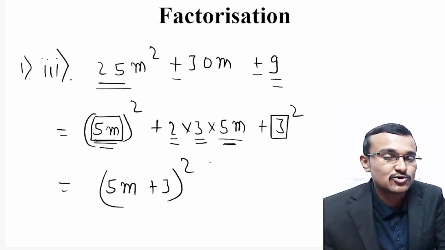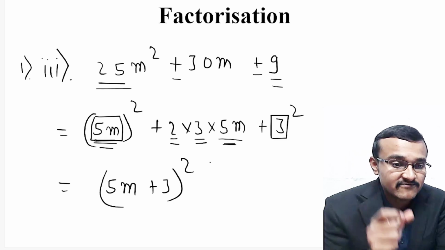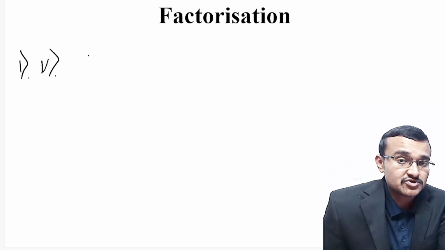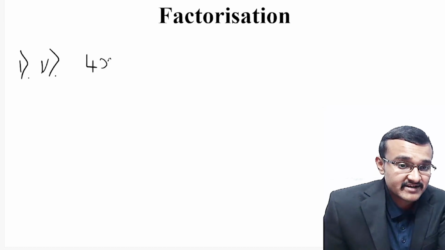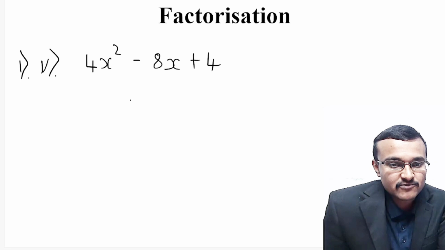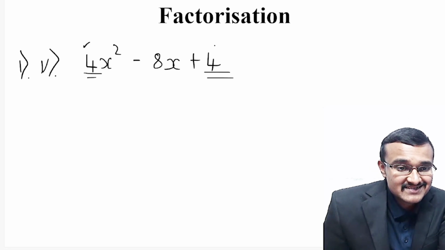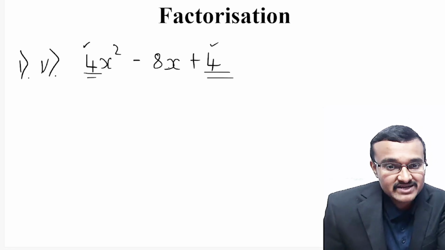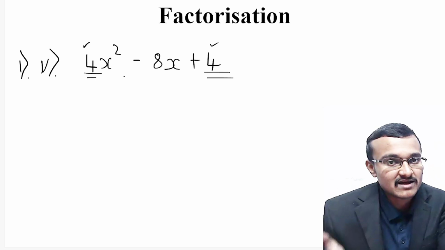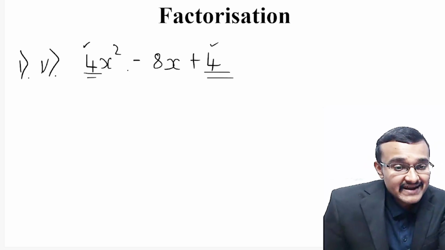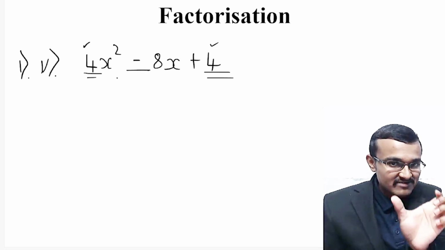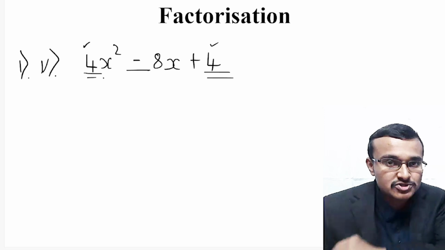So this 5m plus 3 whole square acts as the factor for this particular 25m square plus 30m plus 9. Coming to the fifth question in this first question, they have given 4x square minus 8x plus 4. Here you can clearly see this 4 and this 4 both are perfect squares. So you can use a plus b whole square or a minus b whole square formula. But here a negative term is there, that is, minus is there in the algebraic expression. So that means you should use a minus b whole square.